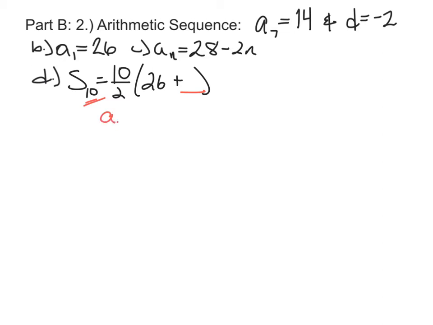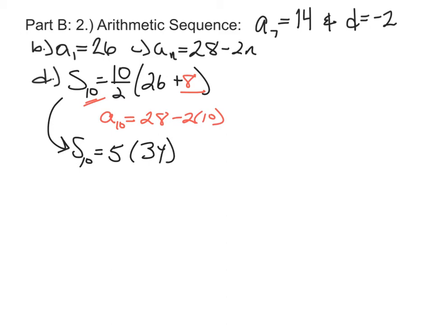Going back to our A sub n formula, I'm going to find the 10th term, and that'll be 28 minus 2 times 10. Well, 28 minus 20 is just 8. Now we can use this and start simplifying it. S10 is going to be 10 divided by 2, which is 5, times 26 plus 8, that's 34. 5 times 34 is 170.